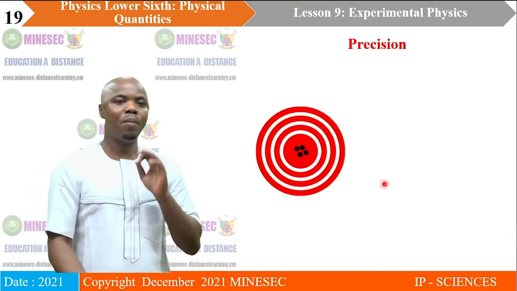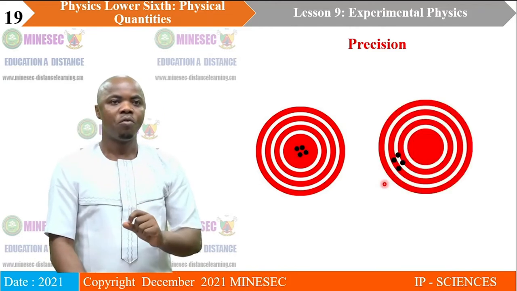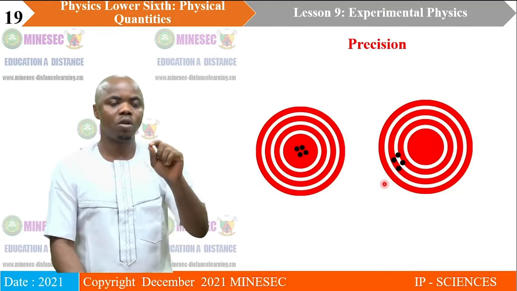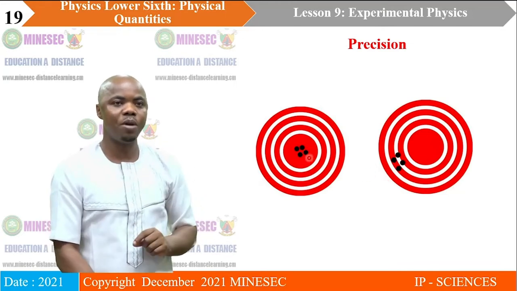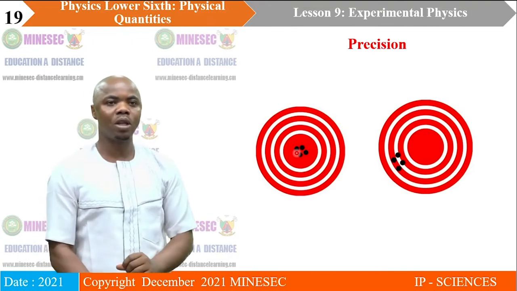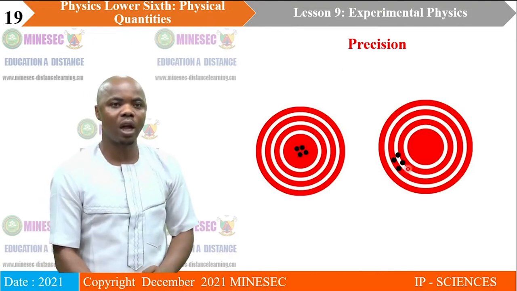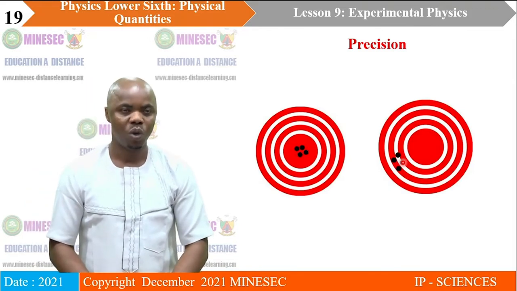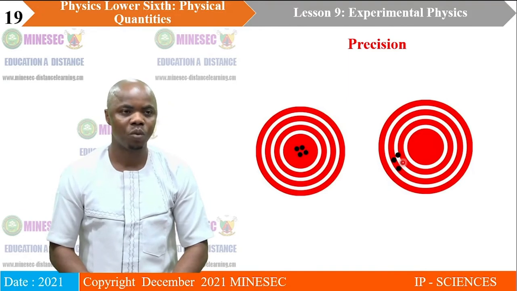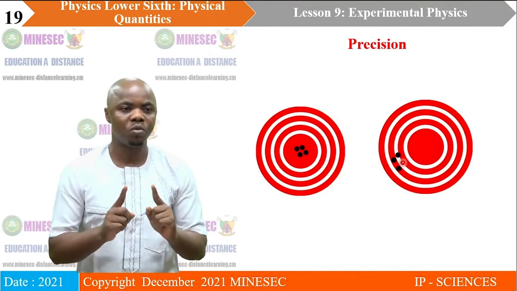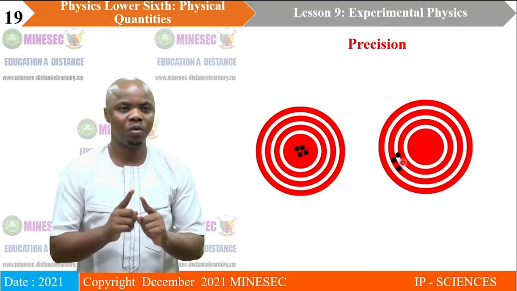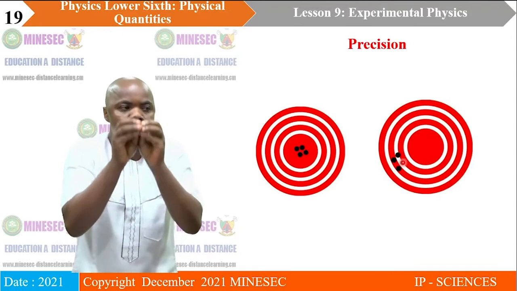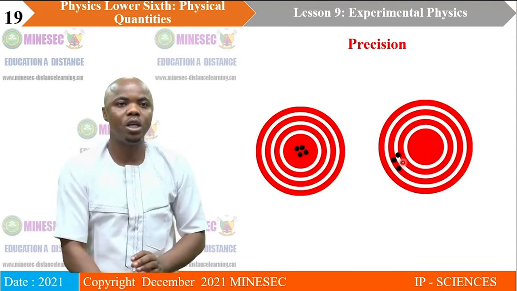Precision. Now imagine I'm still playing the same dart. First target, I hit the jackpot. Second target, third target, fourth target, I am here. I try it the second time. First target, second target, fourth target, I am here. What can you say about my experiment? We say this person is precise. What does that mean? There is no difference between the first and the second target. The first, second, third and fourth are falling around the same point. Therefore, this person is quite precise.